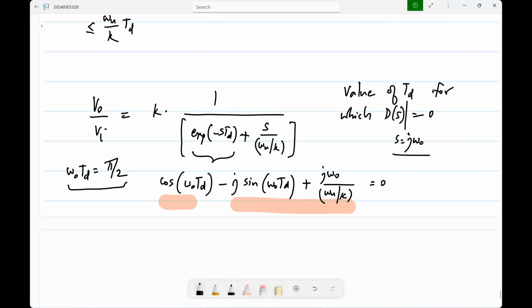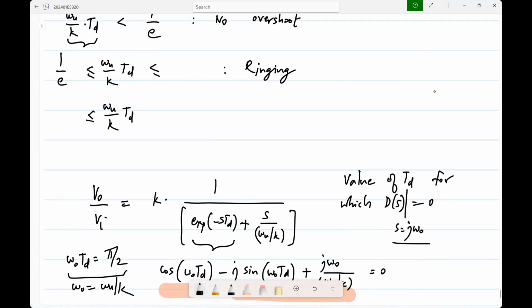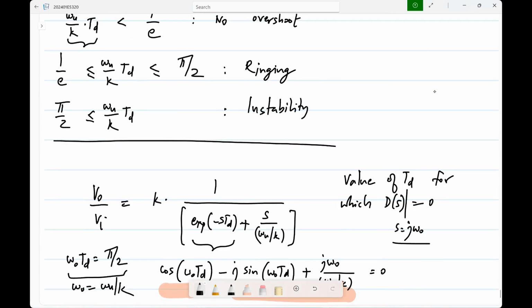Because we want to find Td in terms of omega u, right? What is that? Omega naught is omega u by k. That's all. So basically, what are the limits? When omega u by k times Td is between 1 by e and pi by 2, you have ringing. And if it is more than pi by 2, you have instability.